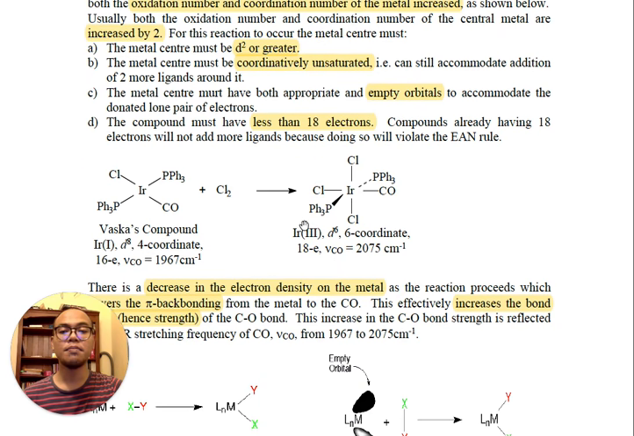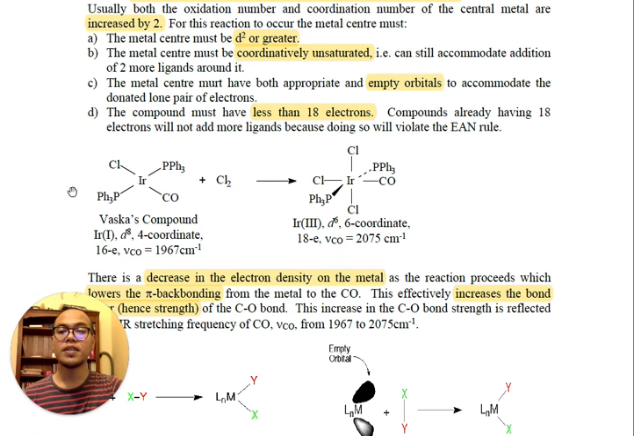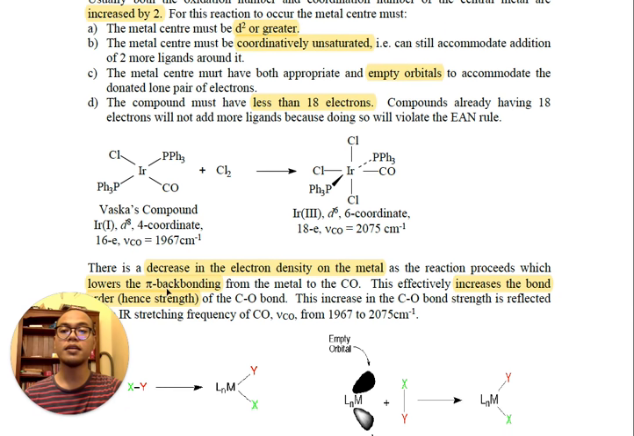Now look at this example. We have iridium. This is Vaska's compound. We have phosphine. We have chloro. We have carbonyl here. So this is one oxidation state. It is d8, four coordinate, as you can see. And for this iridium, we added two more ligands. Now it becomes six coordinate. Only then you will get 18 electrons.